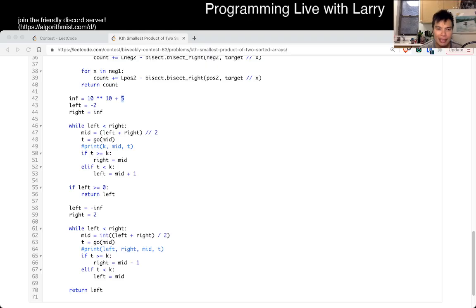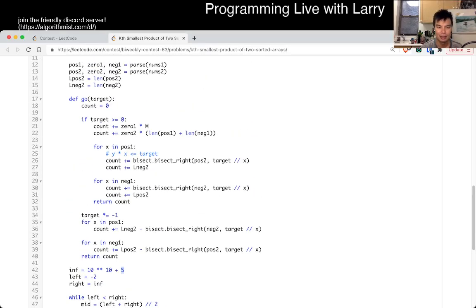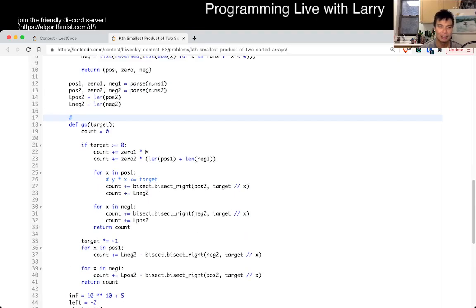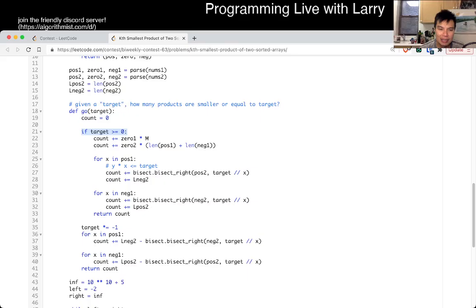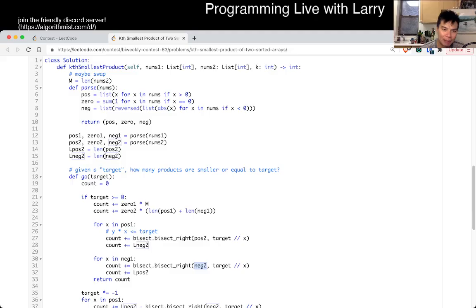And then here is, given a certain target, I think we said that actually, I erased it. Given a target, how many products are smaller or equal to target? So I also put the 2 pieces in here. If target is greater than or equal to 0, we count the number of zeros, and then for each number we do a binary search. This is positive matching with positive, negative matching with negative. Keep in mind that in my negative array, I actually used the absolute number, and I parsed this here. So keep that in mind about your binary search.